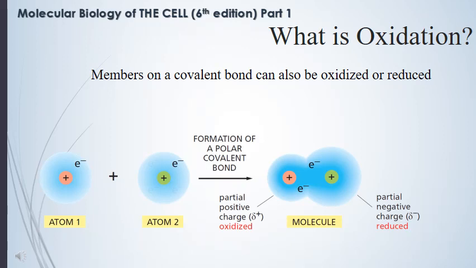So to illustrate this better, oxidation and reduction can also happen between the members of a single covalent bond. In this case, for example, we have atom 1 and atom 2, which form a polar covalent bond. Polar covalent means partial negative and partial positive, right? Now, the atom that has a partial positive charge is oxidized, and the one that has a partial negative charge is reduced.